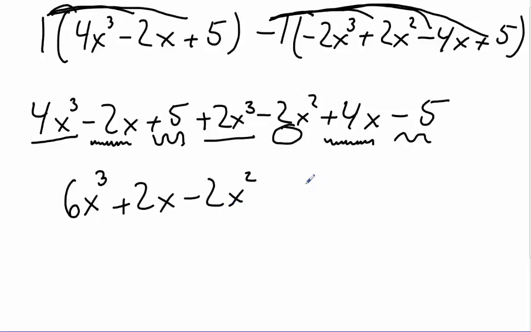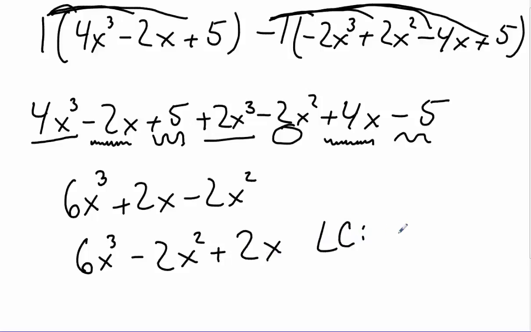Okay. And a lot of you guys would finish here, but like I said a couple slides ago, you need to put this in descending order. So in descending order, we have 6x to the third minus 2x squared plus 2x with a leading coefficient of 6 and a degree of 3. Okay? That sums it up for adding and subtracting. What I will do in the next video is multiply polynomials.